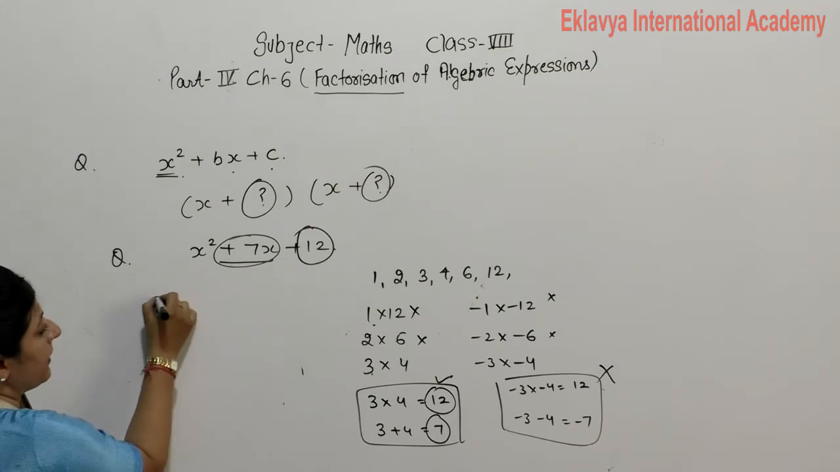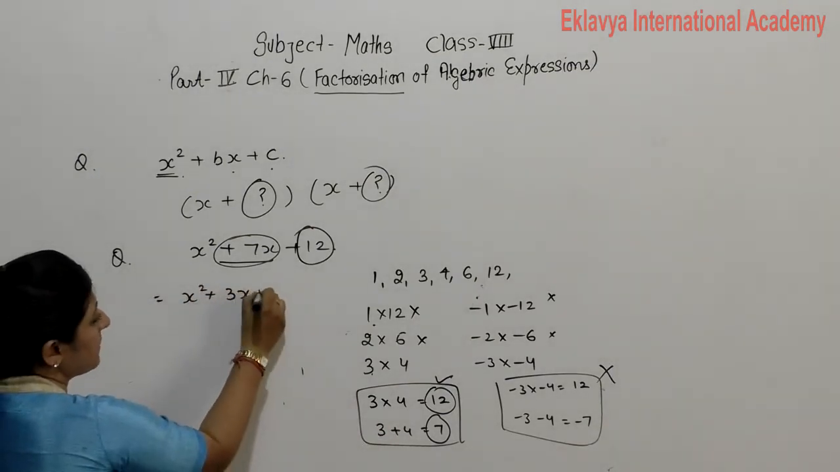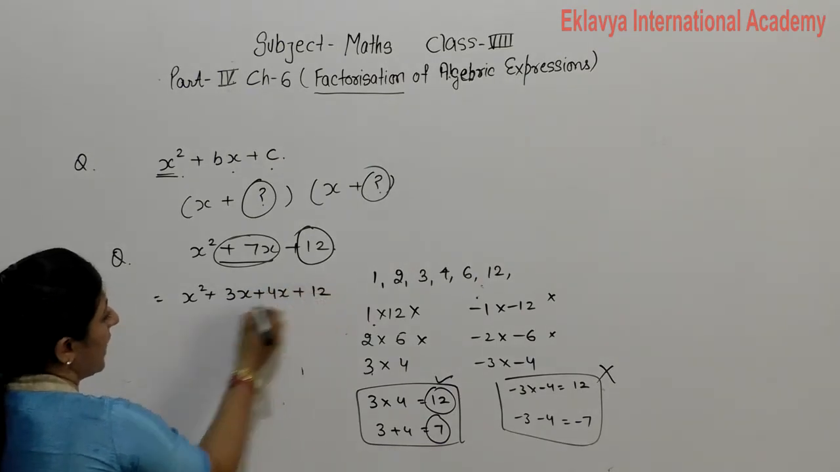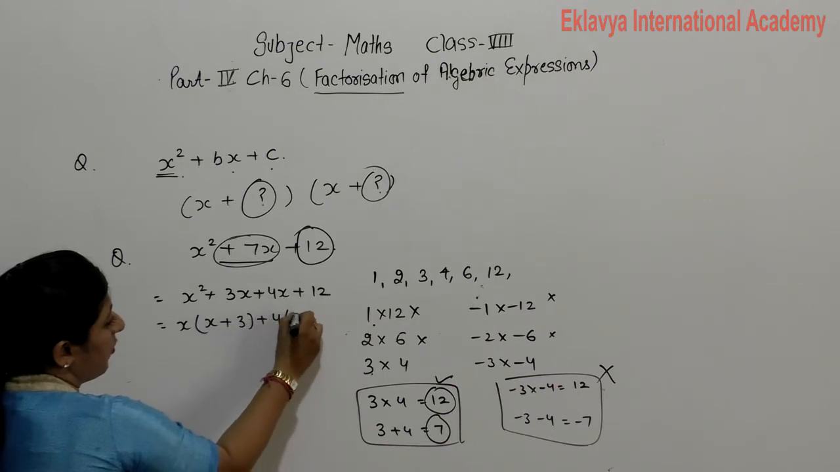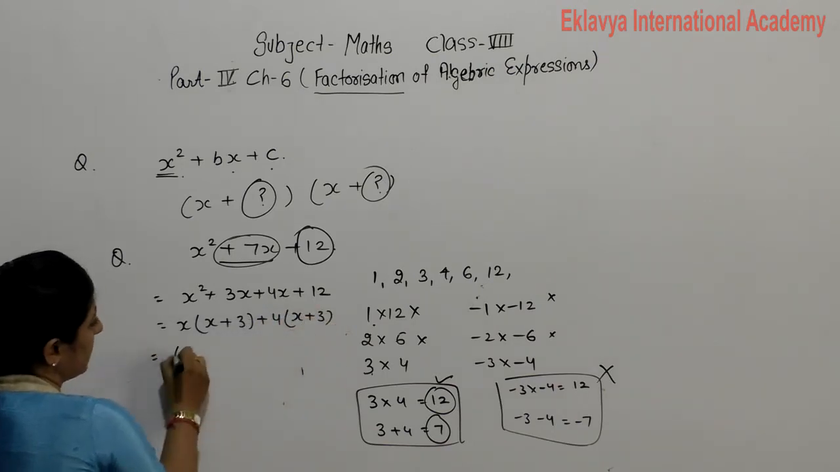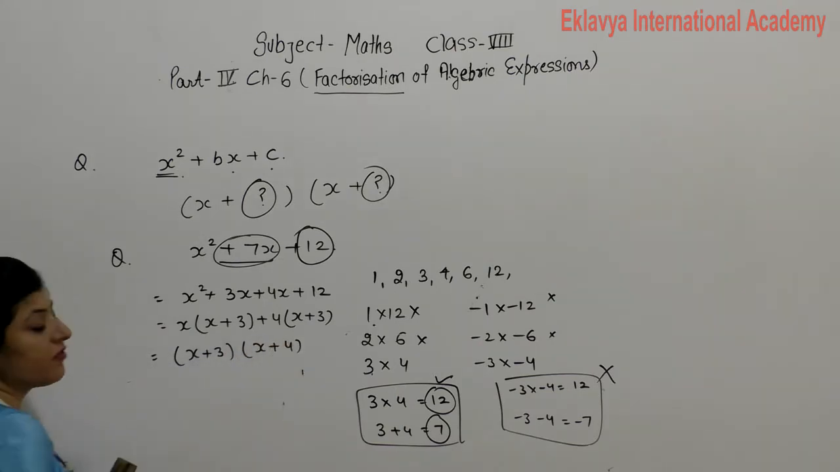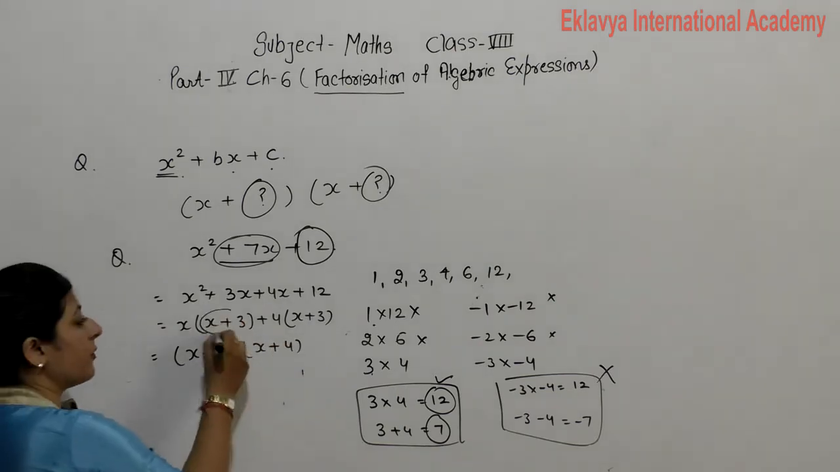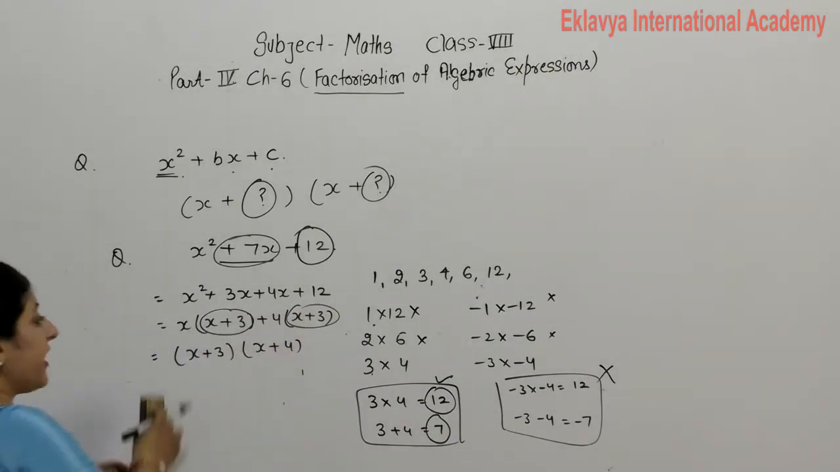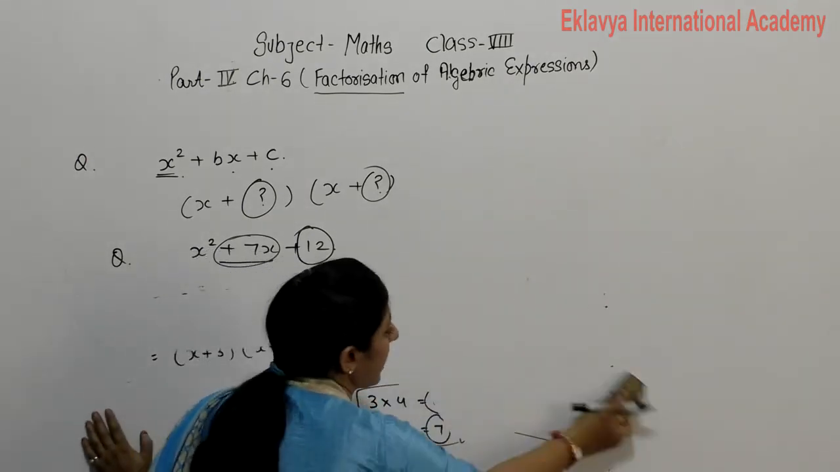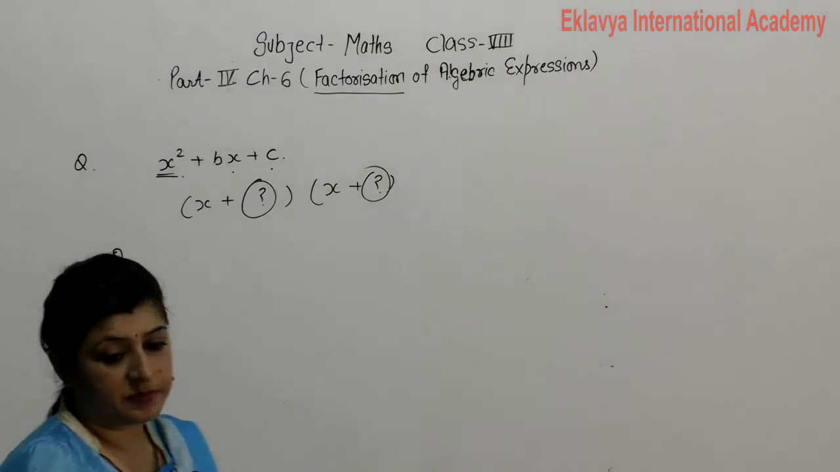So what we will do, apply here: x square plus 3x plus 4x plus 12, x common, x plus 3 plus 4, x plus 3. Then it becomes x plus 3 multiply by x plus 4. x plus 3 is the common factor, so the remaining is x plus 4. This is when your b value is positive. Now we will do the next type of question.